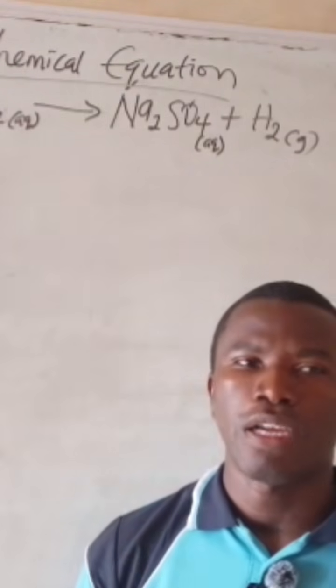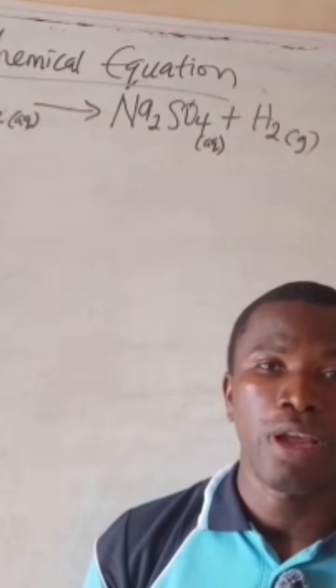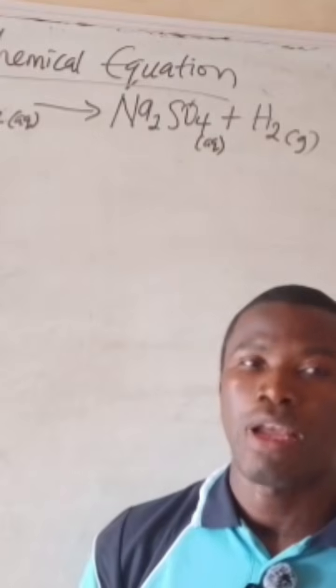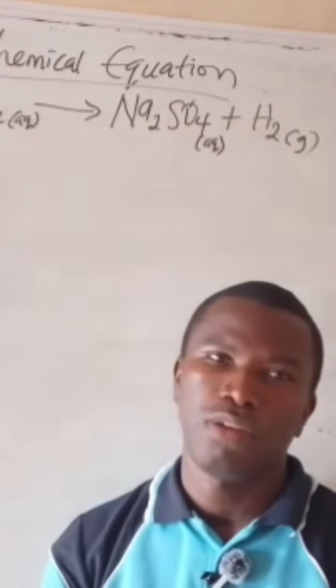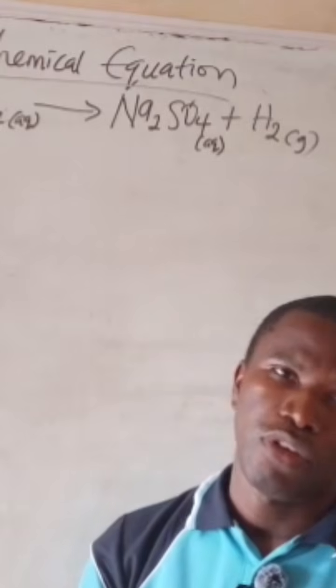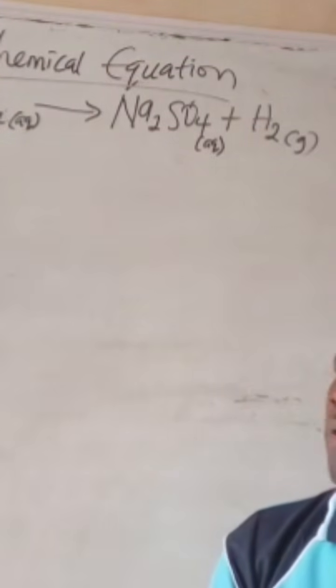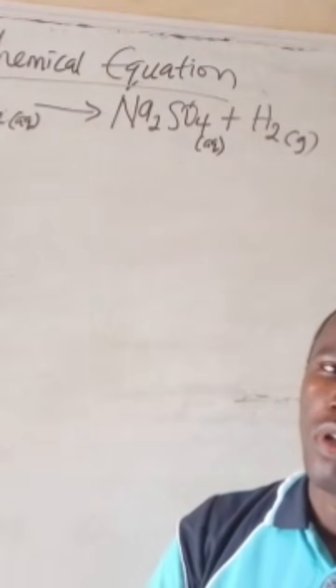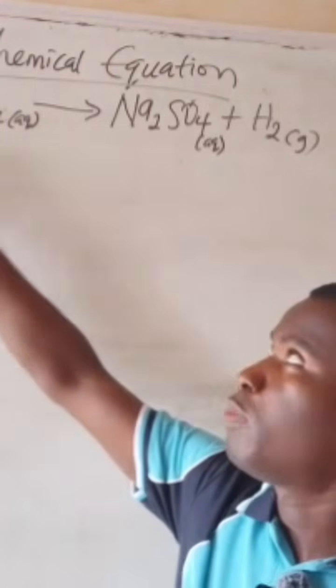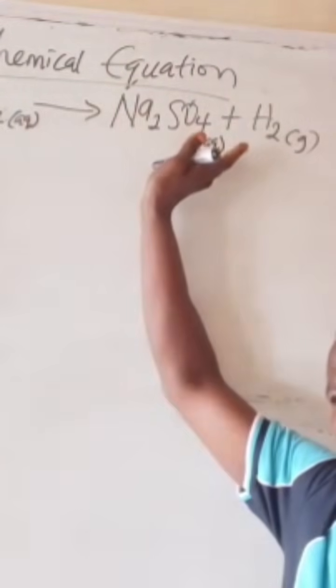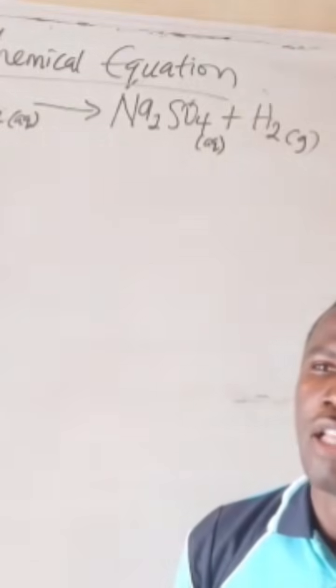The total mass of the reactants of a chemical reaction must be equal to the total mass of the products formed from that reaction. That's the law of conservation of matter. So as a result, whatever number of atoms of an element you have here must be equal to the number of atoms you have here also. So take note of that. That's one of the laws.